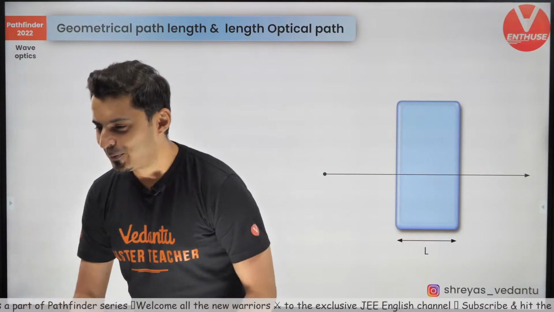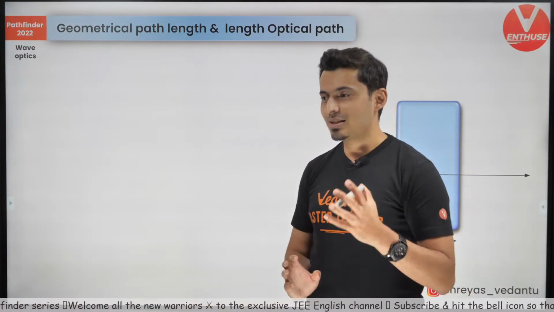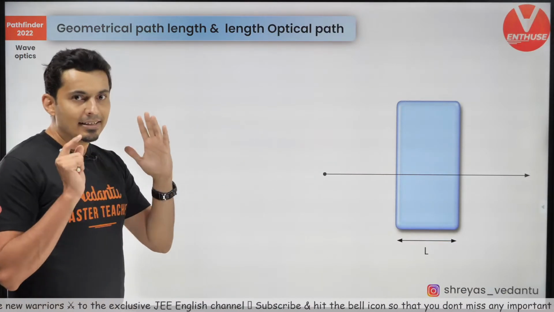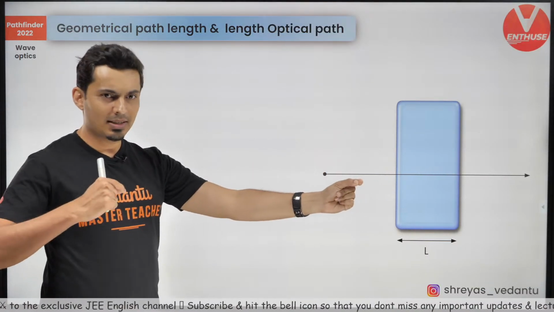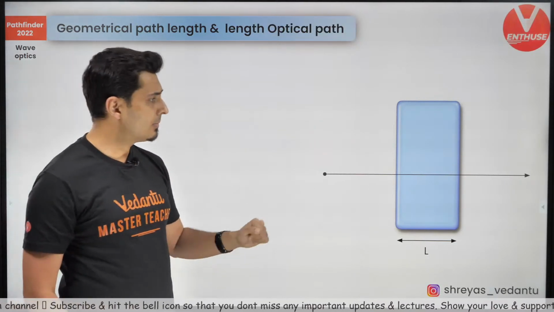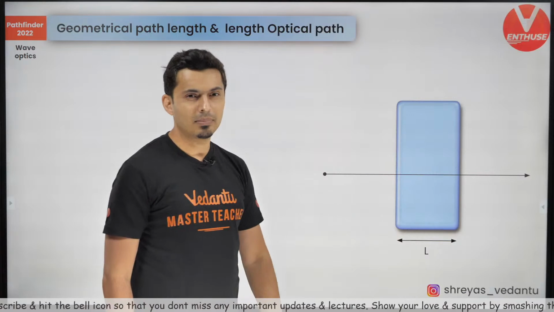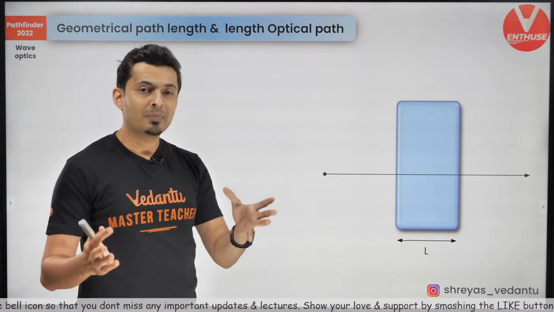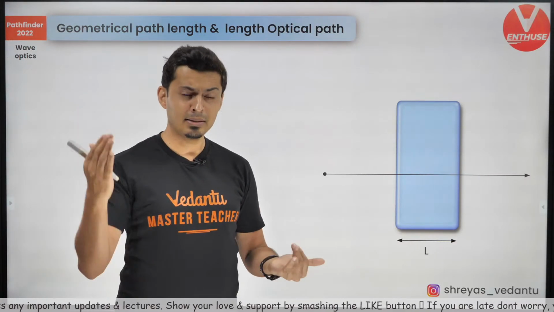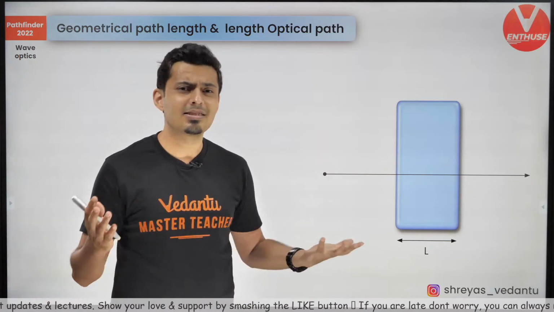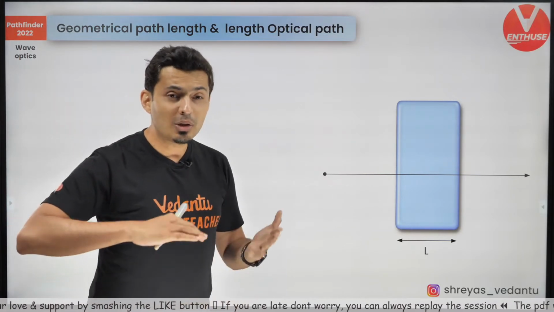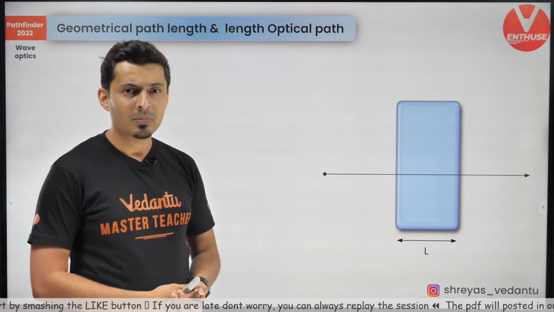All right, now let's go to the last part, which is geometrical path length and optical path length. See, when light travels from one point to the other, it goes with the speed of light, which is almost 3 lakh kilometers per second. But imagine if light has to travel through a glass slab or any medium in which the speed of light is less, because whenever light enters a medium which is denser, the speed becomes less, and everything is denser than vacuum. So when light enters any transparent medium, the speed goes down, so it will travel less distance.